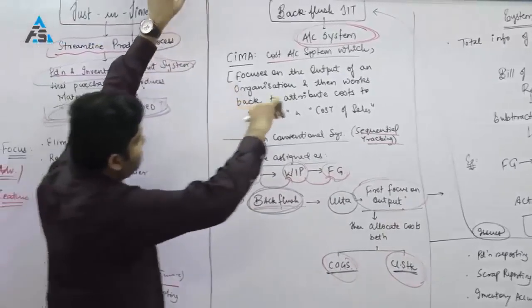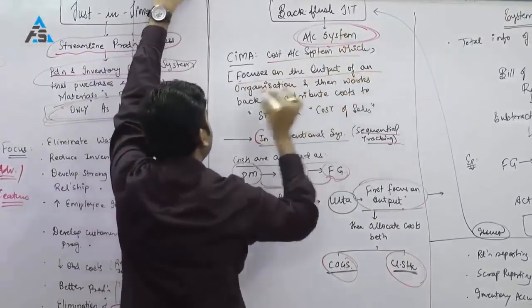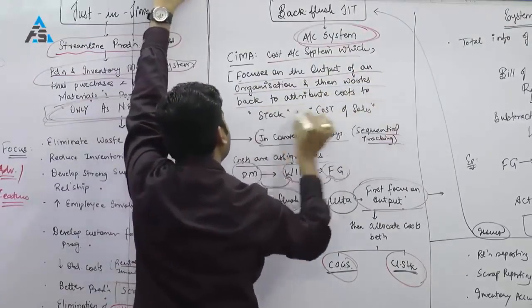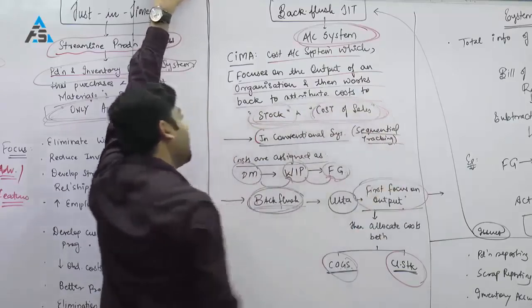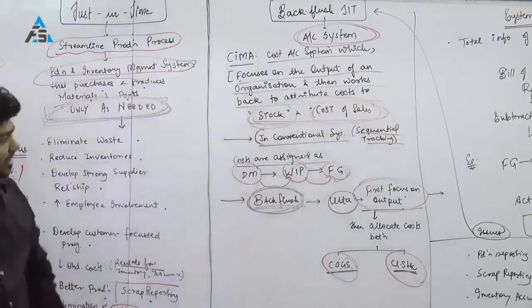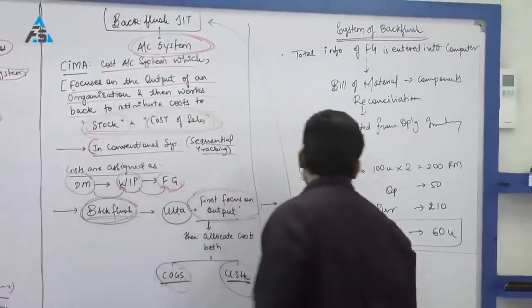So now what is this backflush account? It is accounting system wherein focus is on the output of an organization and then works back to attribute cost. किन दो चीजों के ऊपर attribute होगा, stock के ऊपर और cost of sales के ऊपर वो attribution होगा. So that's how things work. एक छोटा सा example लेते हैं. So how does it work?